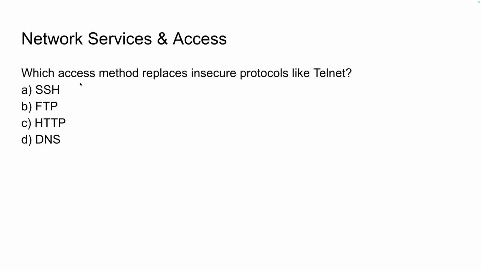Very good. Which access method replaces insecure protocols like telnet? And that would be SSH, because it is the secure encrypted version of telnet. FTP is not secure, it's unencrypted. HTTP is also unencrypted. DNS, I want to say that DNS is also unencrypted actually, but it's just the domain name system. So it really resolves domain names to IP addresses.